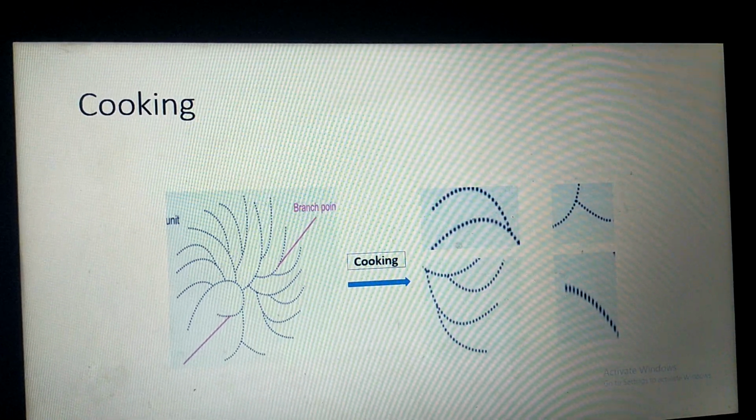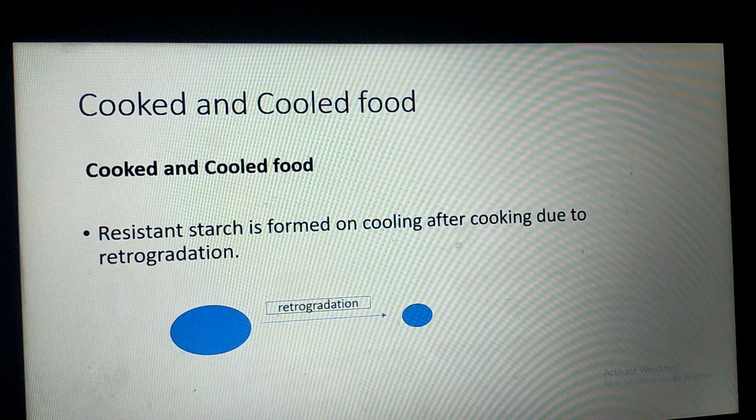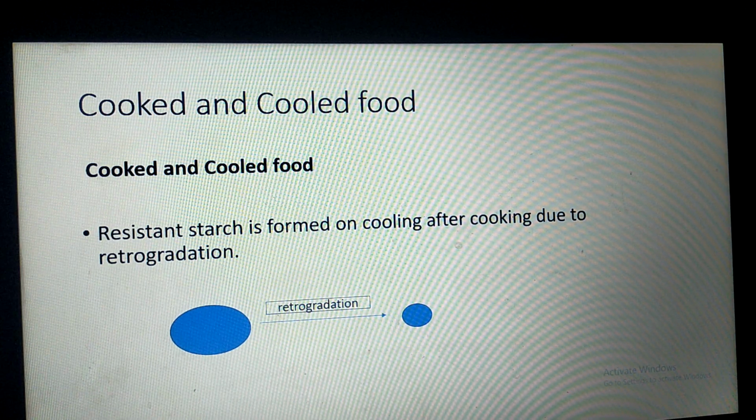Also on cooking, the starch molecule is broken down or various branches of the starch molecules are separated so that it can be easily digested. Therefore on cooking, starch is easily digested. When the cooked food is cooled, then a process called retrogradation occurs in the starch molecule, due to which the size of starch molecule decreases and therefore it cannot be easily digested.